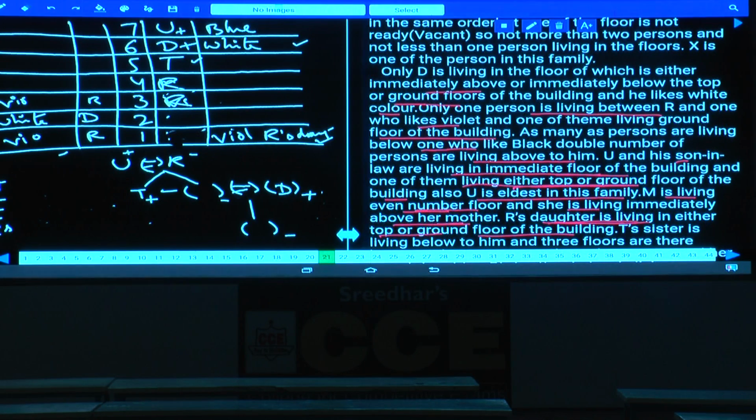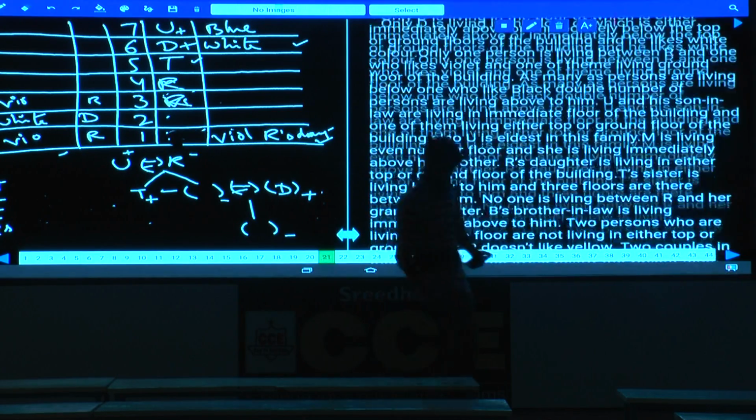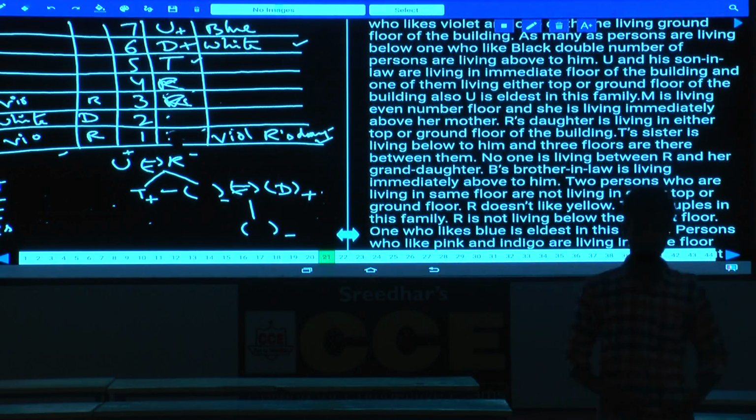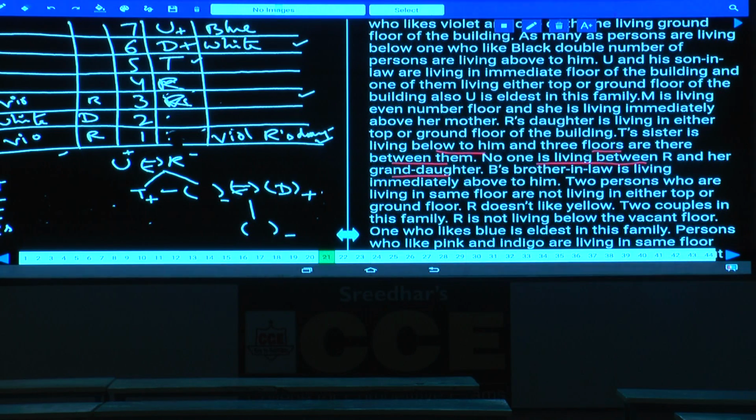R's daughter is living either on the top or the ground floor of the building. T's sister is living below him, and 3 floors are there in between. No one is living between R and her granddaughter. Between R and her granddaughter, there is no person living in between these two. If R is here, R's granddaughter can be either on the 3rd floor or on the 4th floor. Then let us come to this one. If Violet is here, where should this black be?